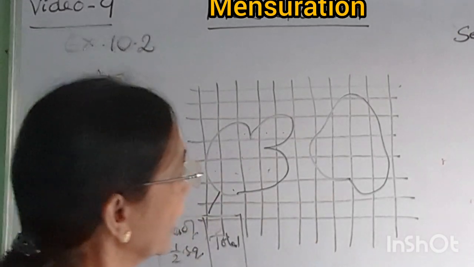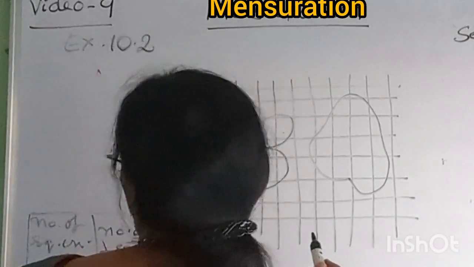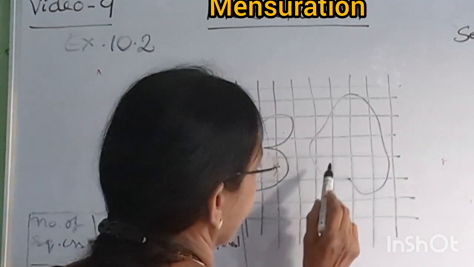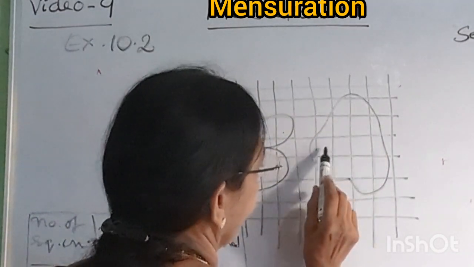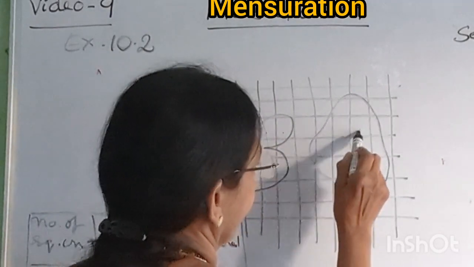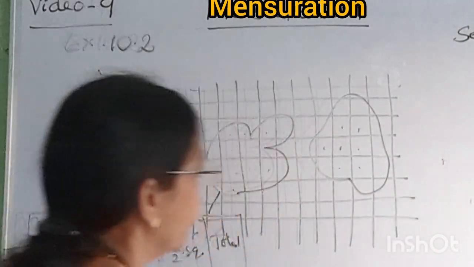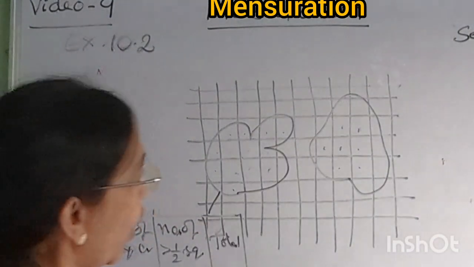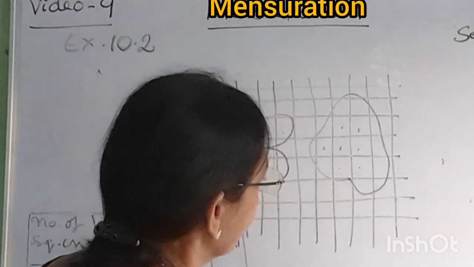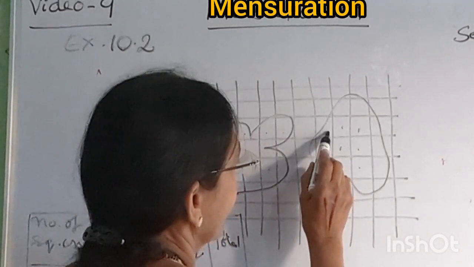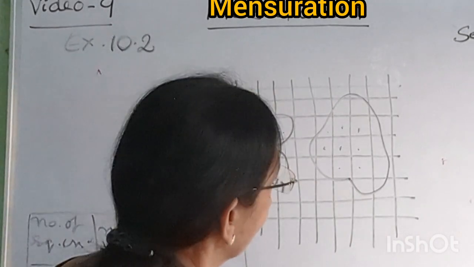Next, coming to this figure, we will count the fully occupied square centimeters. 1, 2, 3, 4, 5, 6, 7. These 7 are the fully occupied square centimeters. So for half occupied square centimeters, this can be taken as half square centimeter.